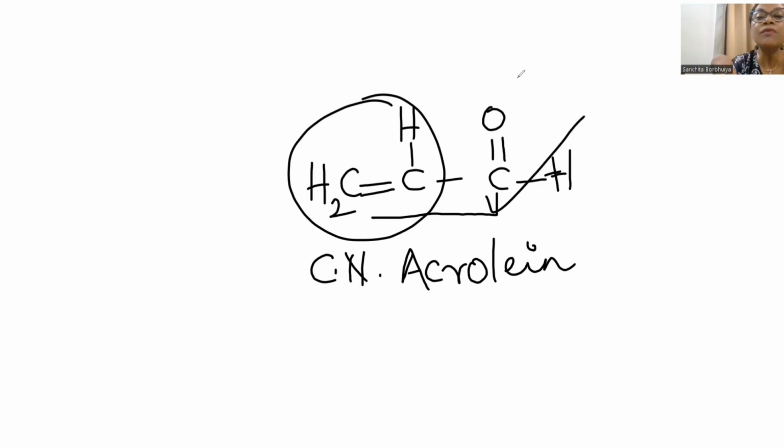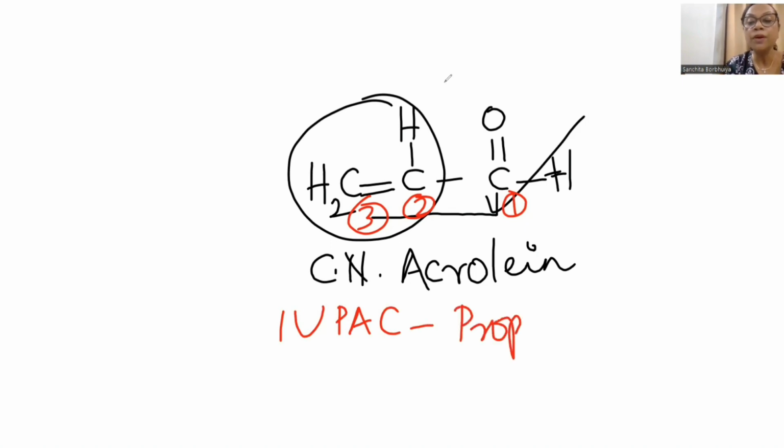The IUPAC name of this compound would be 1, 2, 3. So aldehyde gets more priority compared to the double bond, if you have remembered the priority series correctly. So this is prop-2-en-1-al, or simply al. Right? So double bonds have been handled.